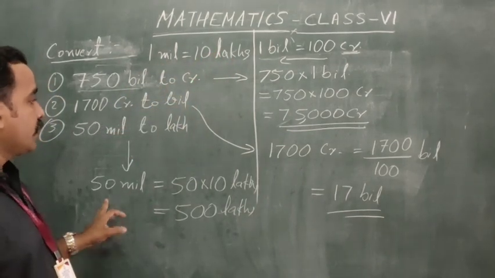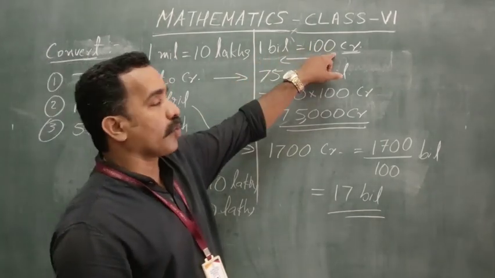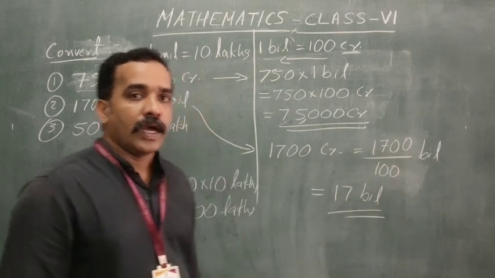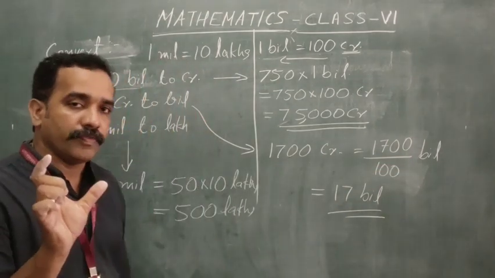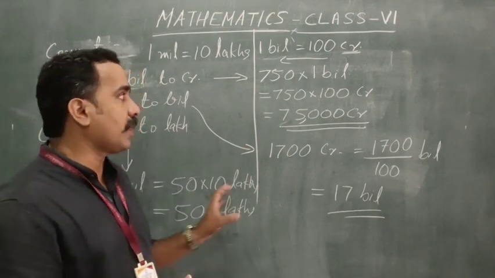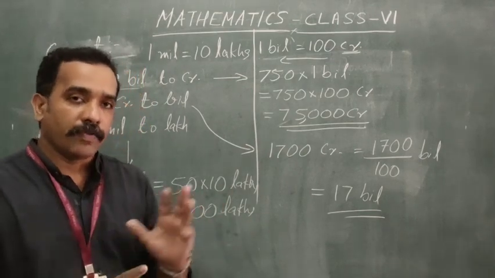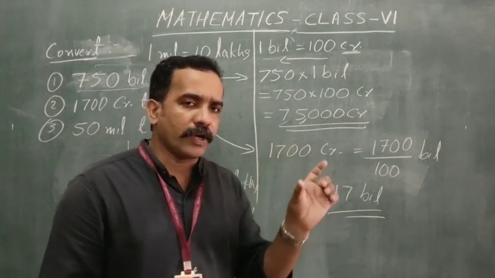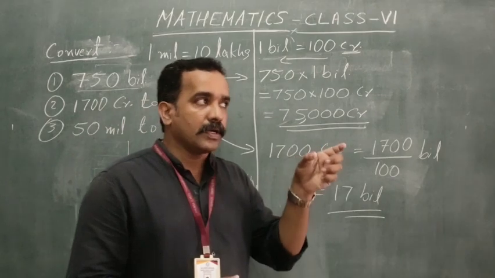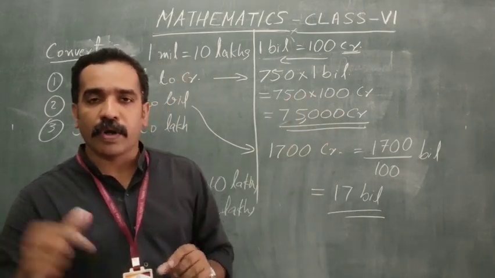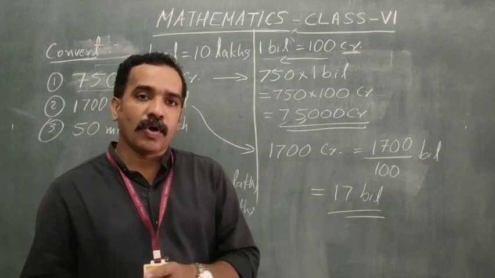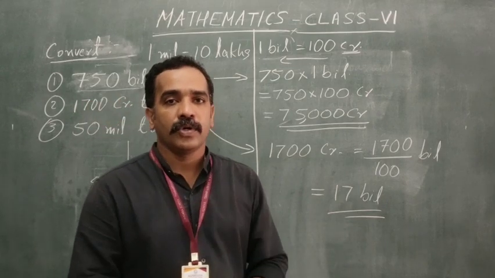So what we did, we multiplied. Billion to crore, we multiplied. But crore to billion, actually whether we should multiply or divide, how do we decide? For that, if you want to convert a big name to a small name, big to small, then we have to multiply. Small to big, we have to divide.